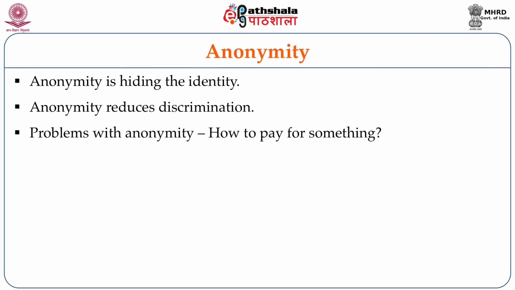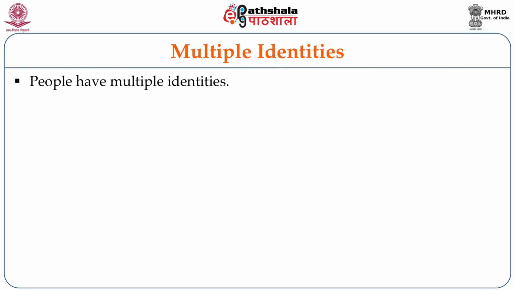If a person is anonymous, how would he pay? So there should be a trusted third party that can complete the sale and preserve the anonymity. But then you need to have a third party. This third party knows who you are. Next is multiple identities, linked or not.